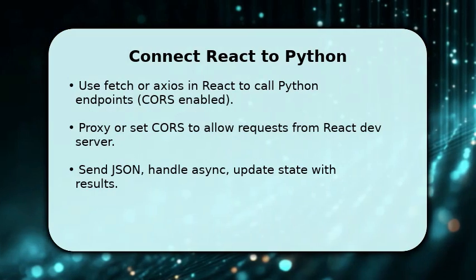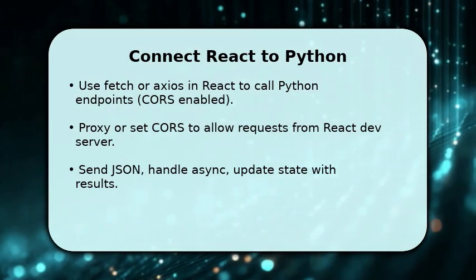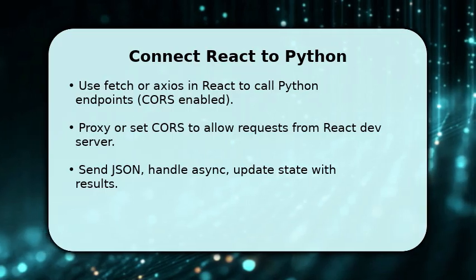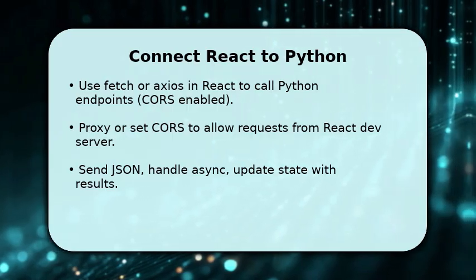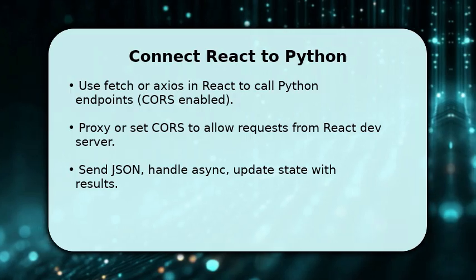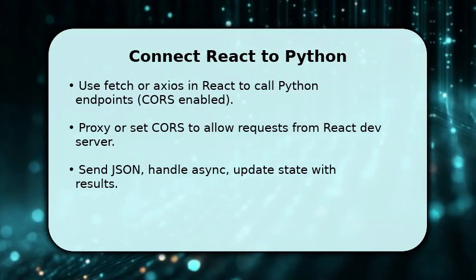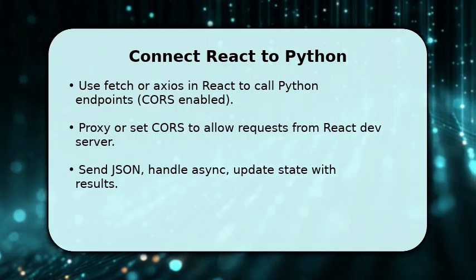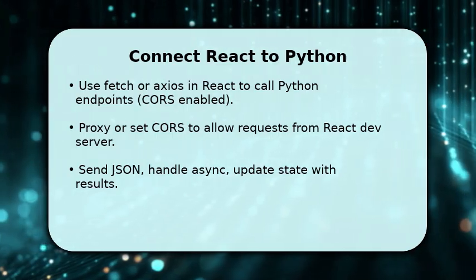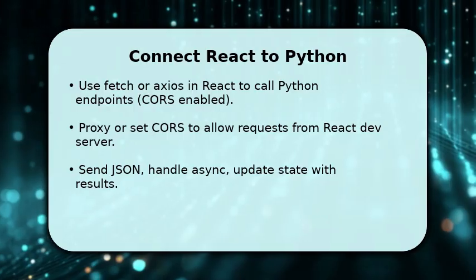Now you wire React to the Python API. In React, create async functions using fetch or Axios to post JSON to your endpoint, include proper headers and await responses. Meanwhile, enable CORS in Python or configure a proxy in package.json so the dev server forwards requests.